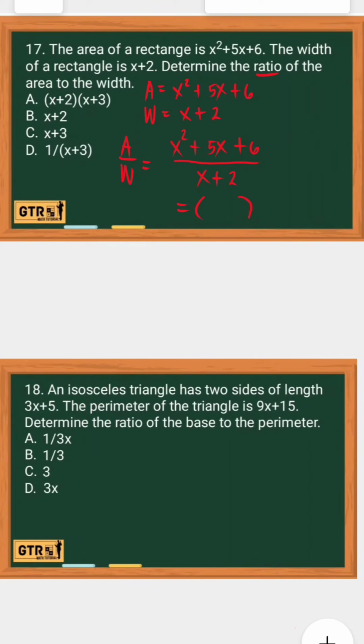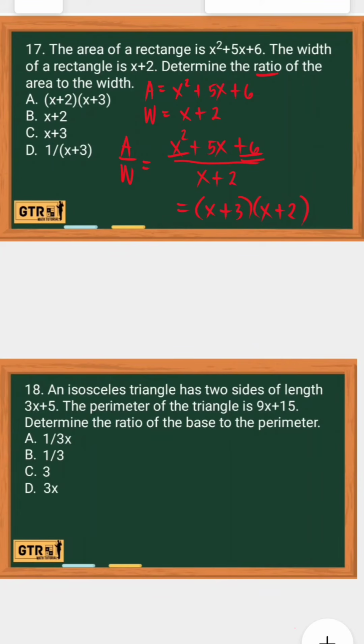Okay, so the factors of x squared are x and x. And then the factors of positive 6 whose sum is positive 5. The factors of 6 are 6 and 1, and 3 and 2. So therefore, the answer is positive 3 and positive 2. When we multiply 3 times 2, the answer is 6. When we add 3 plus 2, the answer is 5.